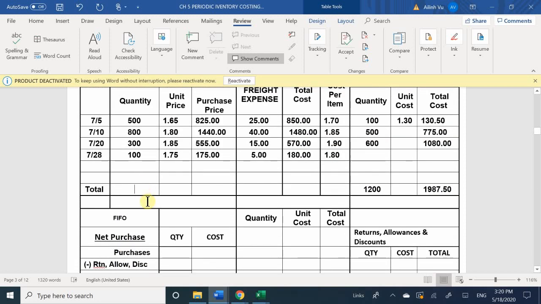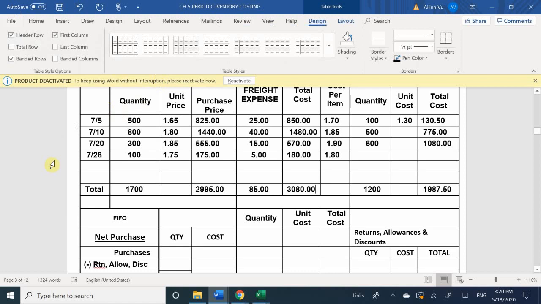So what is the first thing we've got to do before we could solve the bottom part? Get the total of the quantity and the four different columns. So what is the first column? 1,700. How much was purchase price? $29.95. Then $85, and then $3,080. Perfect.